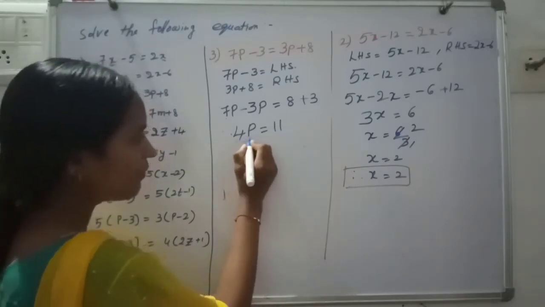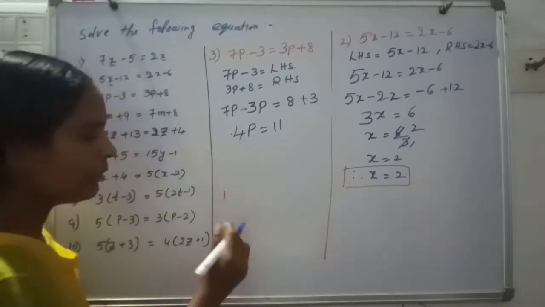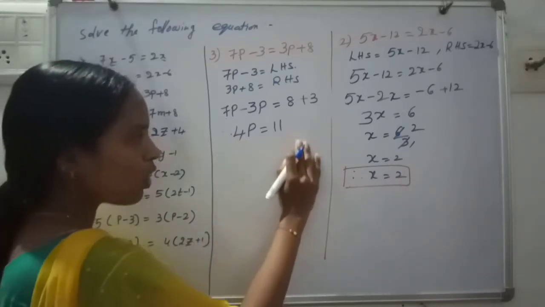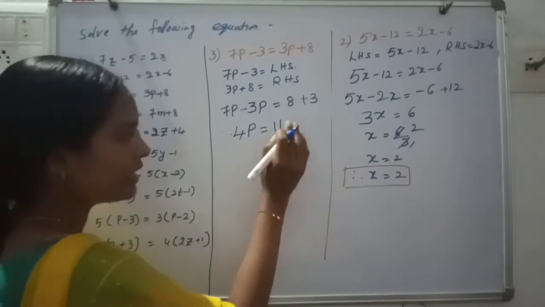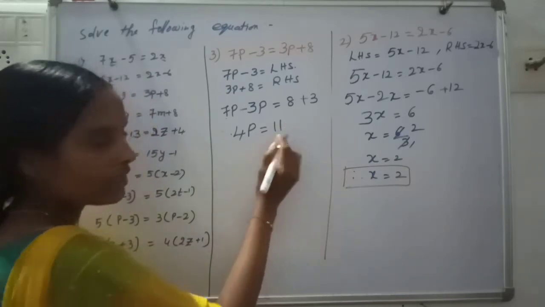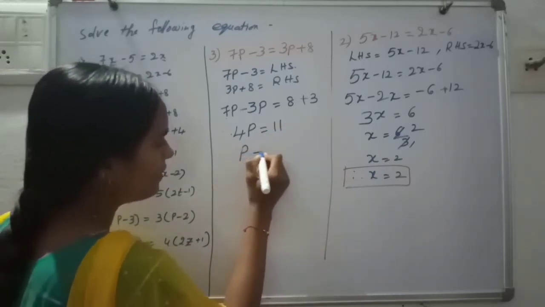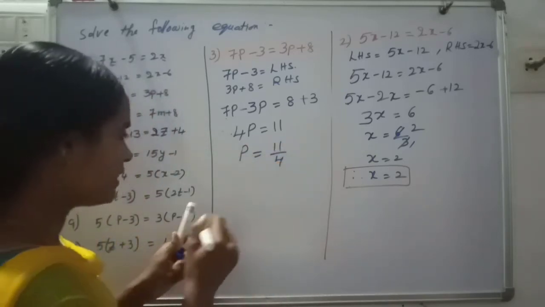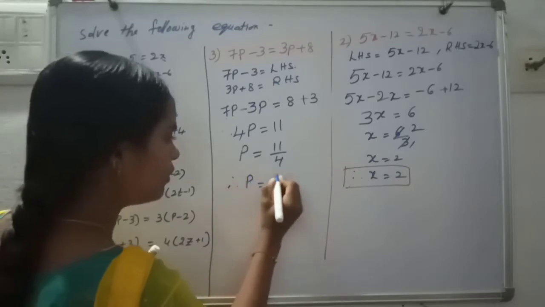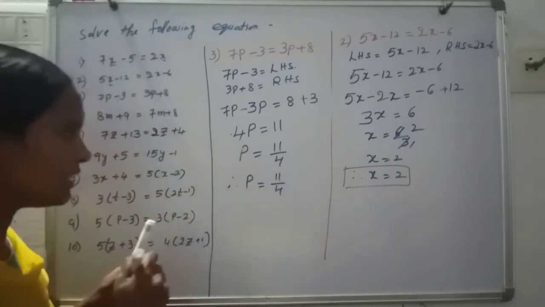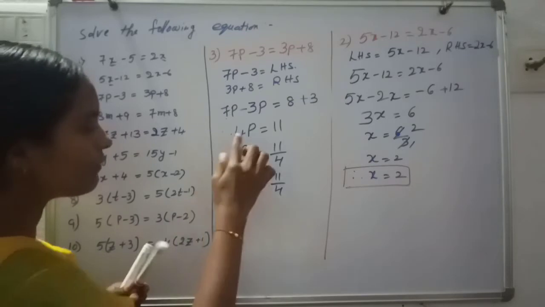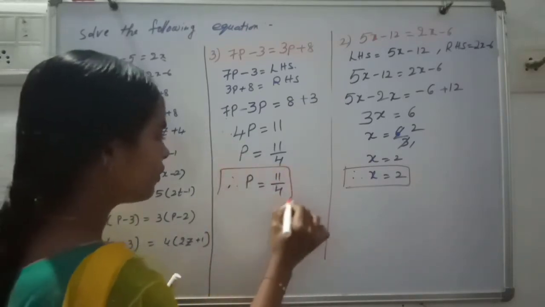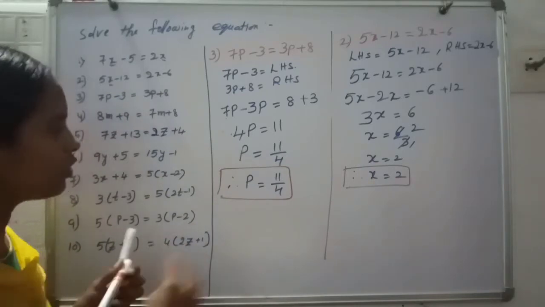Next here 4 multiplied with p, then goes to the RHS. That's why here division by 4. Then p equal to 11 by 4. Okay. Therefore p equal to 11 by 4. It is the value of the simple equation, p equal to 11 by 4. Okay. This is the third one.